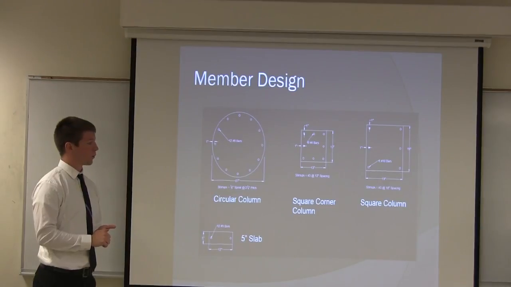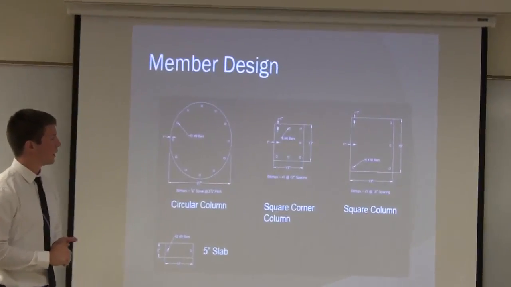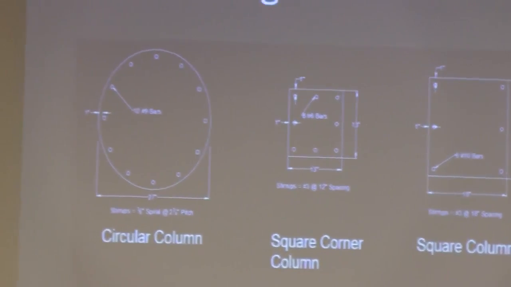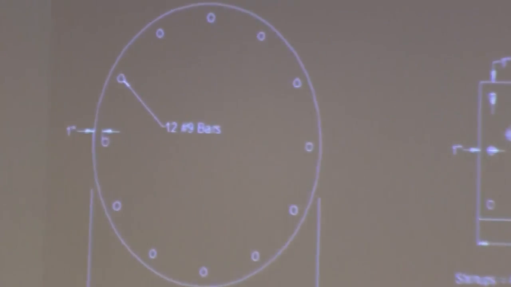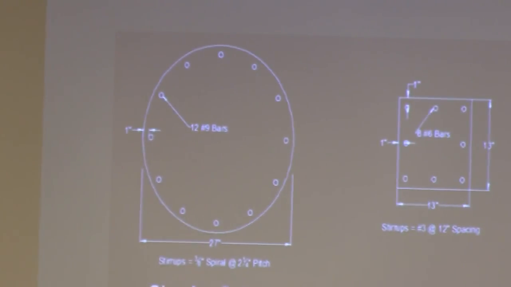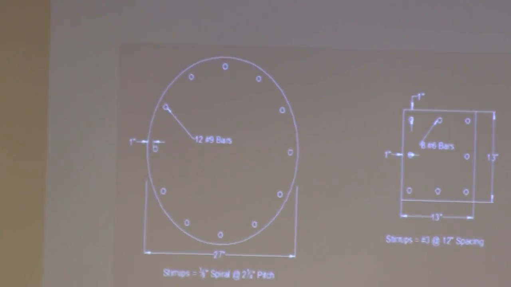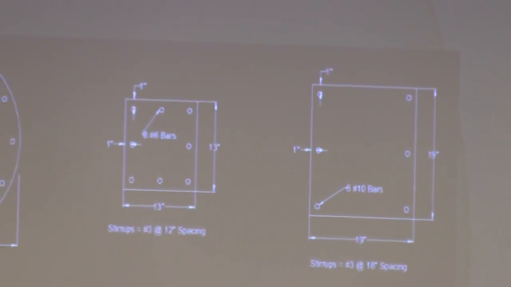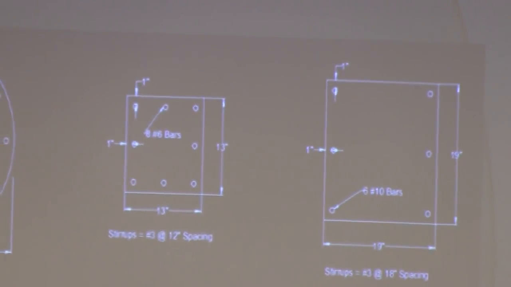For our square corner column, we used 8 number 6 bars. Stirrups number 3 at 12-inch spacing, as well as our square columns that are not in the corner. You mean 3/8-inch spiral, right? Yep, 3/8-inch spiral. And for our square columns, we used 6 number 10 bars, and we had a 5-inch slab with 12 number 9 bars for reinforcement.